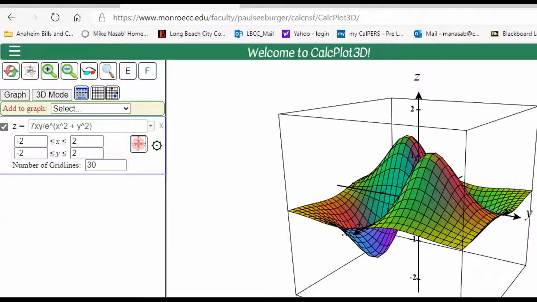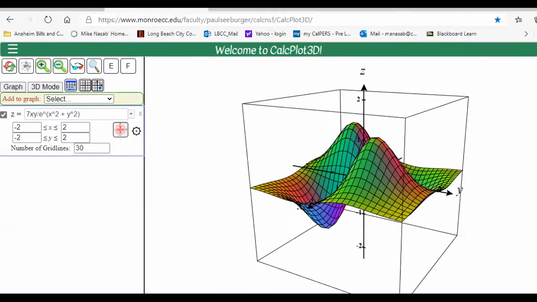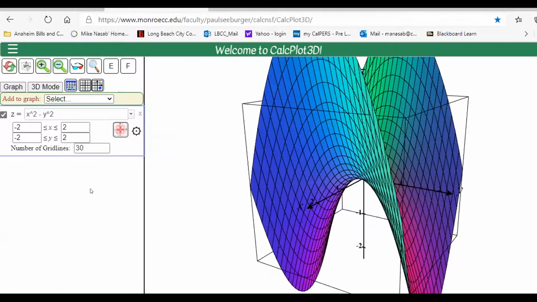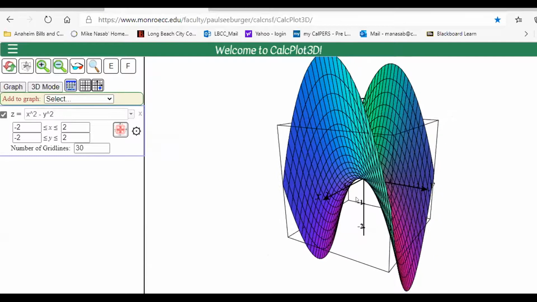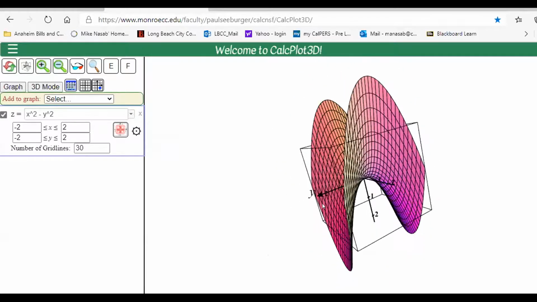Is that right? Let's just see for laughs and giggles one of these pictures. Which one should we see? Let's see the saddle. You ready? So what was the equation of the saddle? X squared minus y squared. There it is. I have it. And now let me just zoom out. Can you guys see it? Yeah.